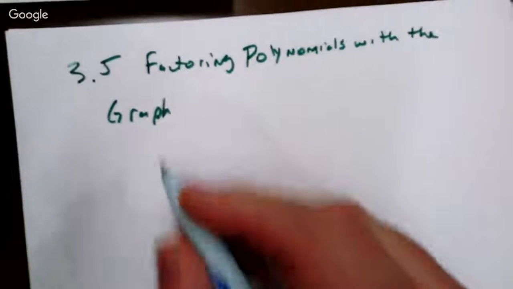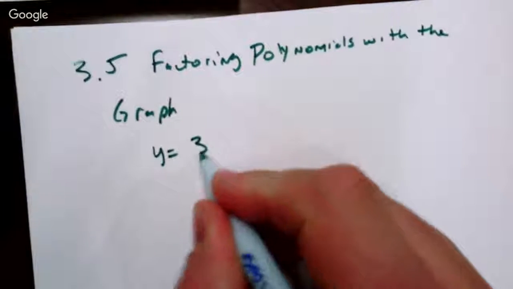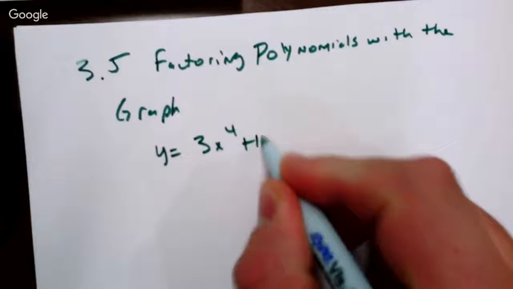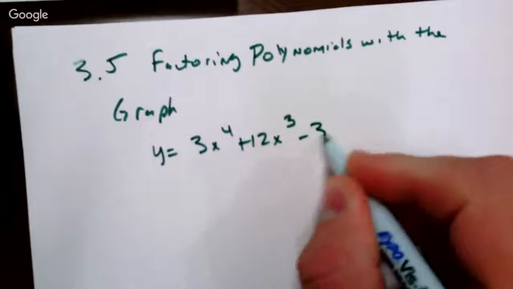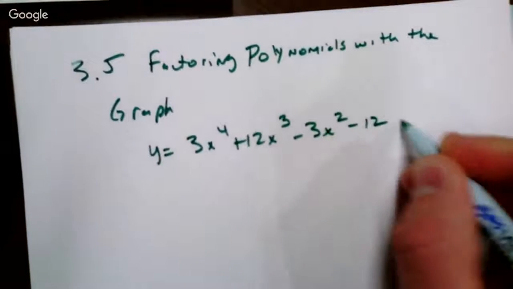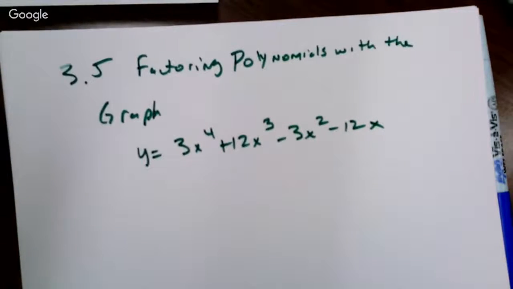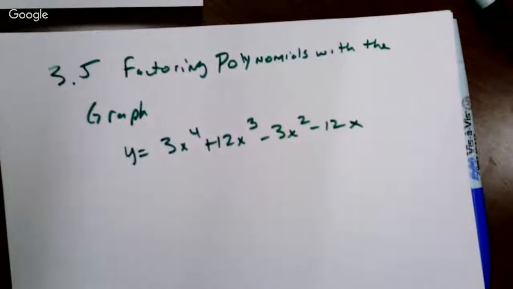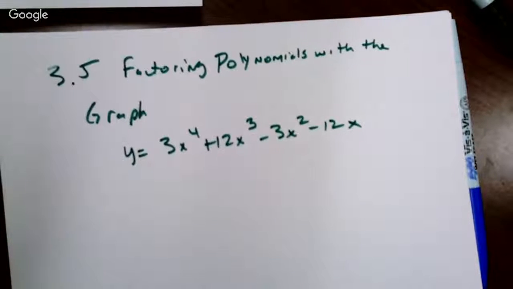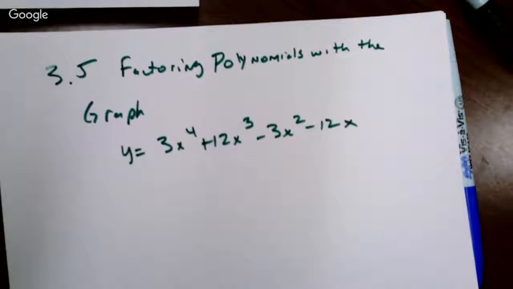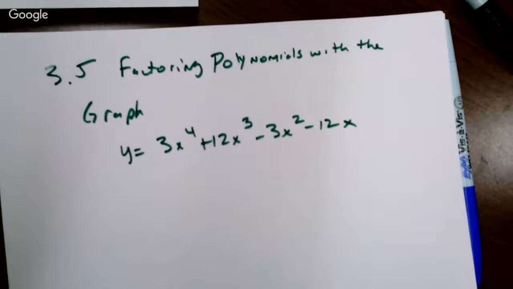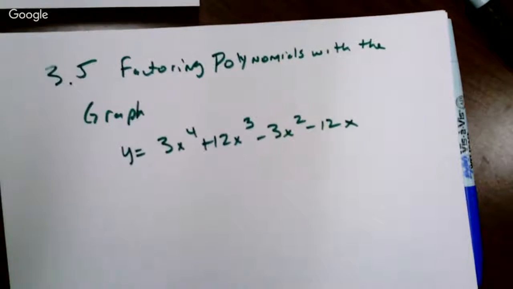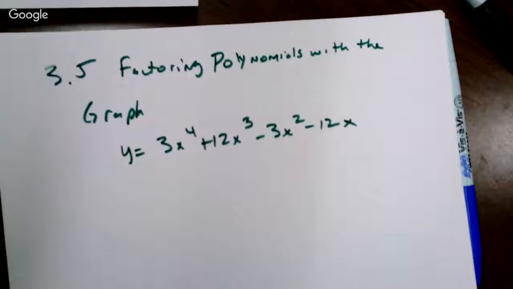So what we're going to do today, we're going to look at this first polynomial, y is equal to 3x to the fourth plus 12x cubed minus 3x squared minus 12x. We're just going to use this as an example of how we're going to factor a polynomial. In other words, how we're going to get it into factored form. So we're just going to write it as linear binomials. We are not introducing imaginaries. We'll do that next week.